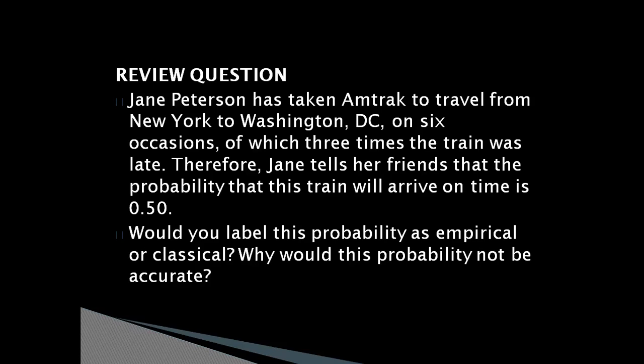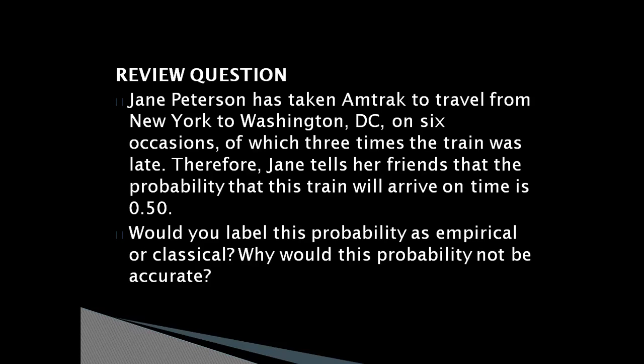Now, I've told you that an empirical probability is a probability that is calculated as a relative frequency of the occurrence. So here, we look at the observed relative frequency with which an event occurs. Of course, in this case, we see that out of the 6 occasions, the train was late 3 times. So we are looking at the observed outcomes of the train being late. So here we are referencing data based on observed outcomes. So I would label this probability as an empirical probability, not a classical probability.